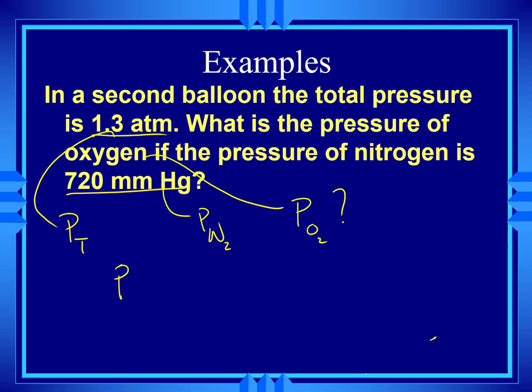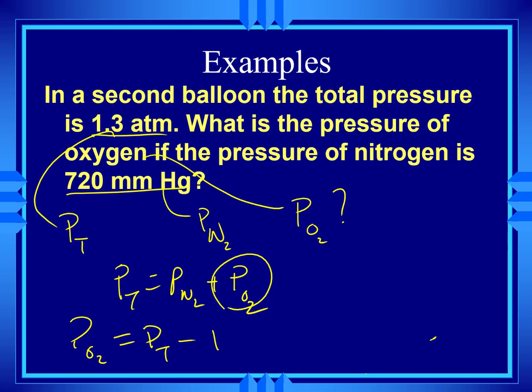Well, P total equals P nitrogen plus P of oxygen. I'm trying to solve for the pressure of oxygen. So that means I need to subtract pressure of nitrogen from both sides, so that the pressure of oxygen equals the total pressure minus the pressure of the nitrogen. So I stick in those numbers. 1.3 atmospheres minus 720 gets me negative 718. Is that right?